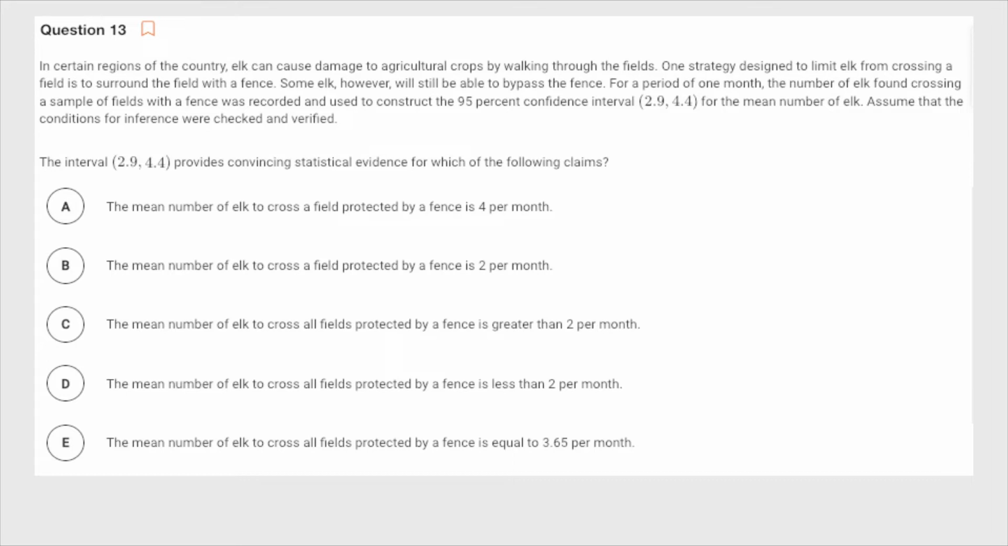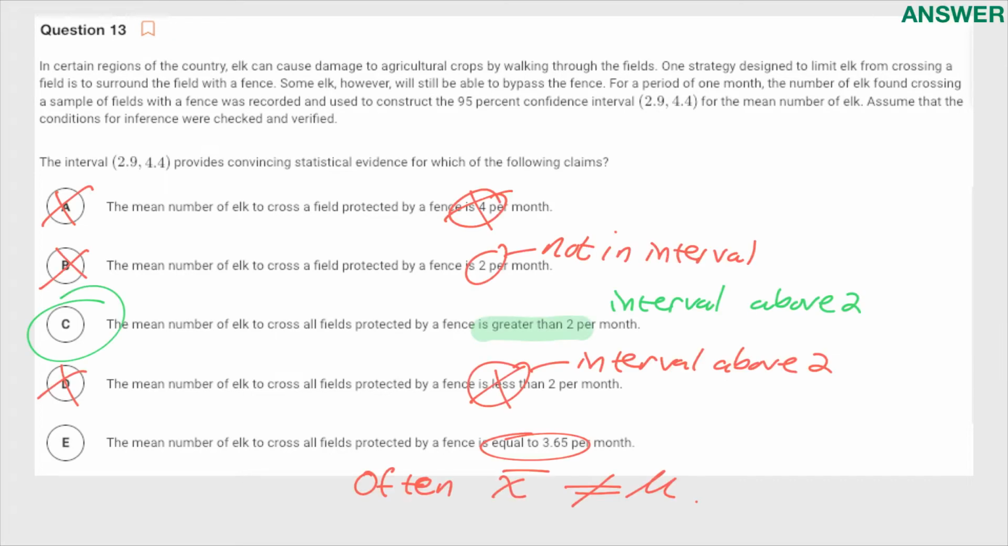Question 13 says a certain region of the country elk can cause damage to agricultural crops. You're given a 95% confidence interval, and it's your job to interpret it and figure out which of these statements are acceptable. So while we use a confidence interval to create a range of values that we believe the population proportion sits inside, there are certain things we can't say.